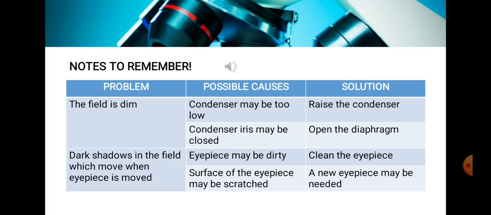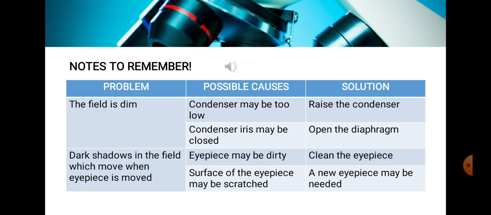This table shows the commonly encountered problems upon using the microscope, the possible causes, and the possible solutions in order to troubleshoot those problems. The field is dim, so it can be the condenser may be too low. So the solution is to raise the condenser. And then the condenser iris may be closed. Therefore, you have to open the diaphragm. The next problem would be dark shadows in the field which move when the eyepiece is moved.